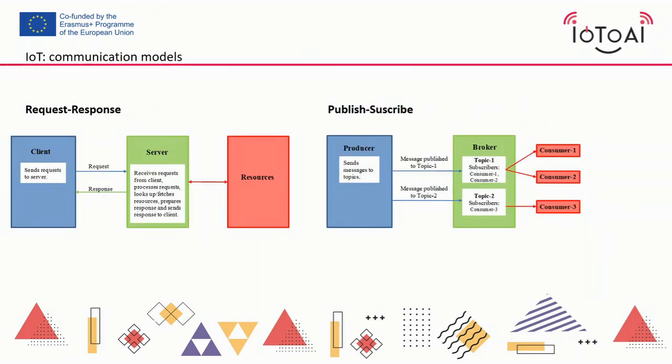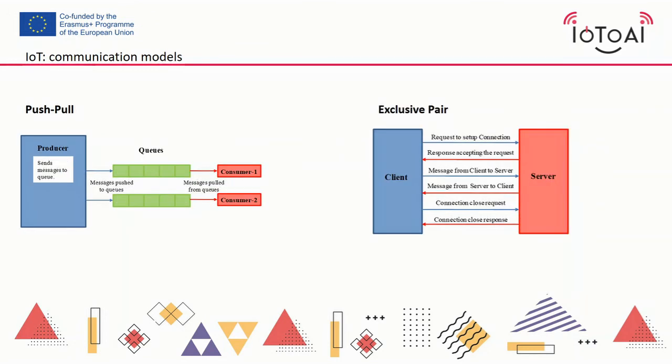We will learn the different communication models in the middleware. There are four: request-response model based on client and servers, publish-subscribe model based on producer and broker, push-pull model based on producer and consumer using queues, and exclusive pair based on client and server.